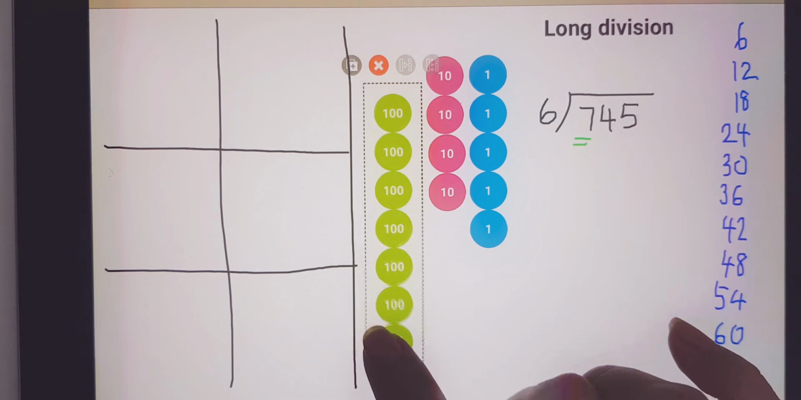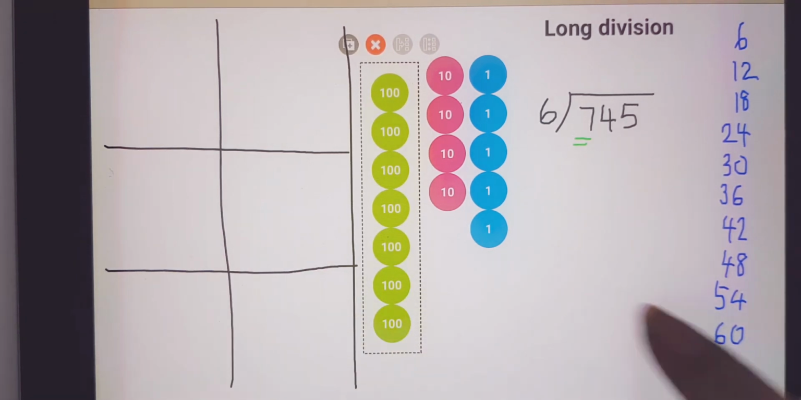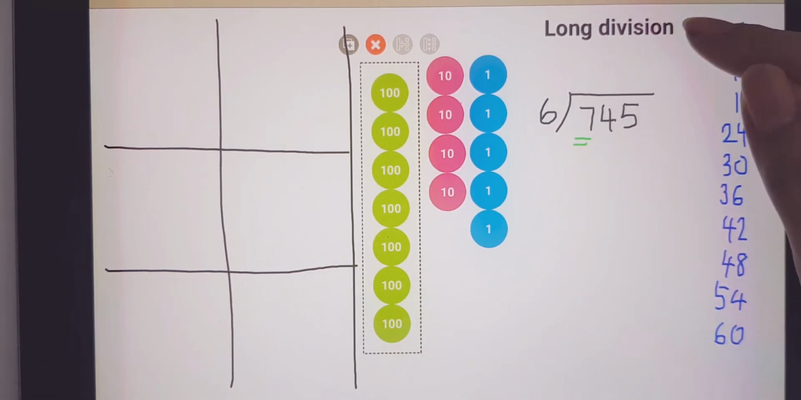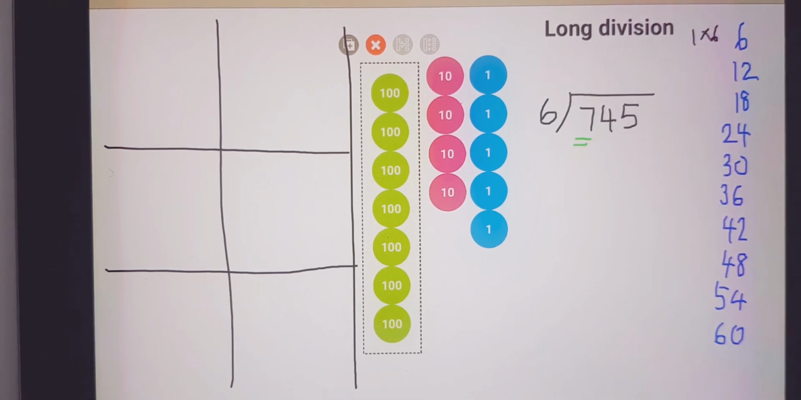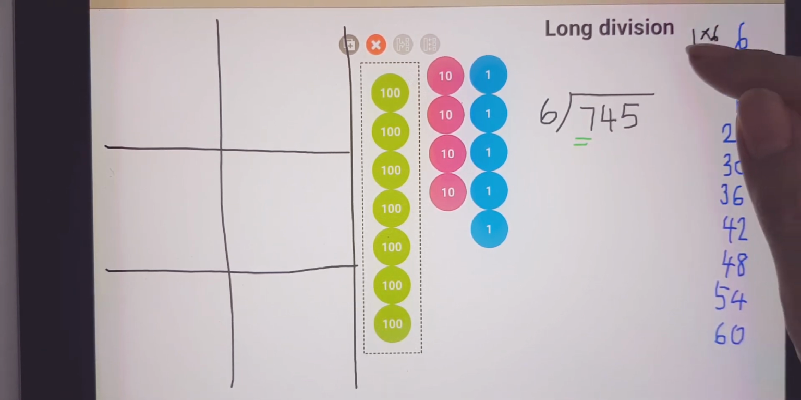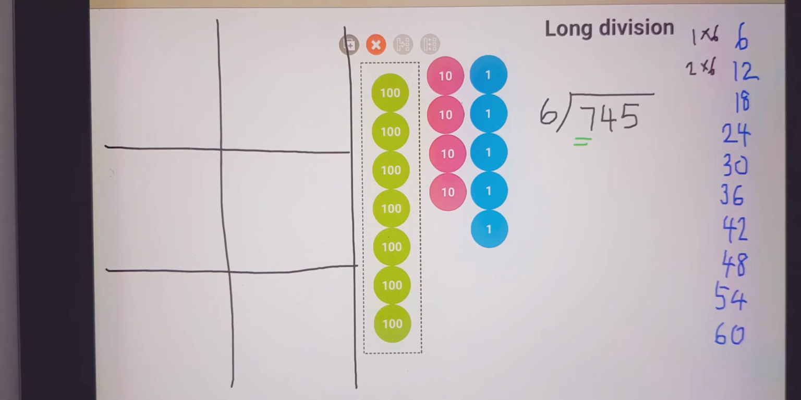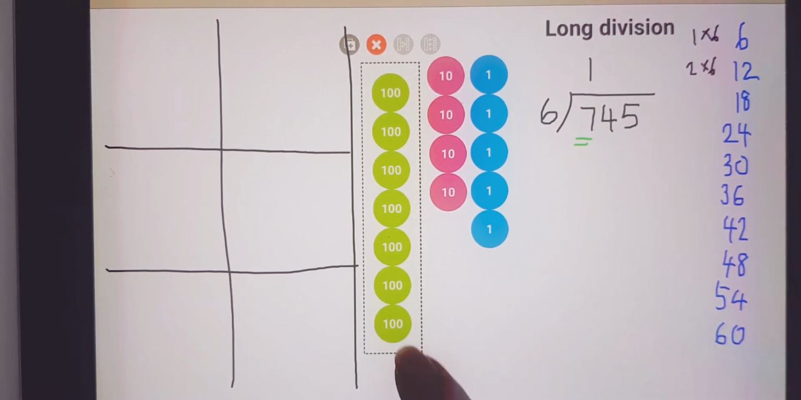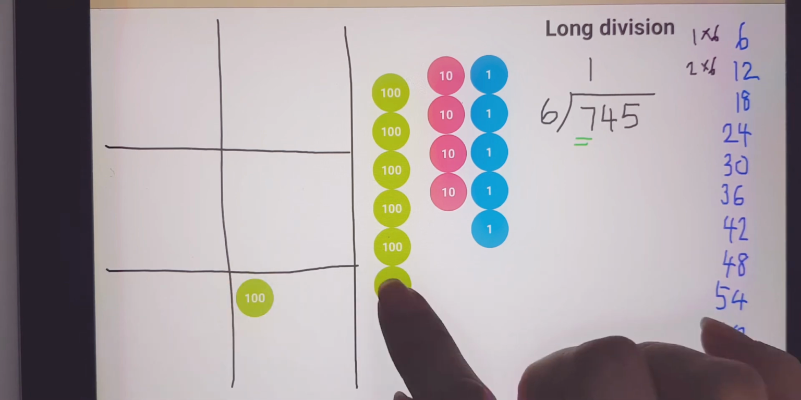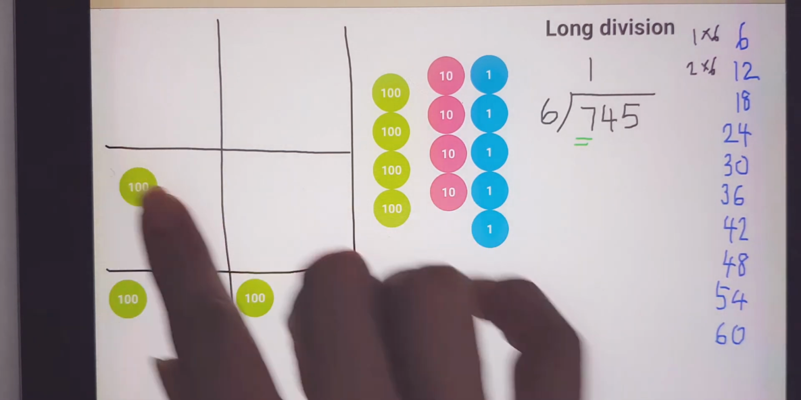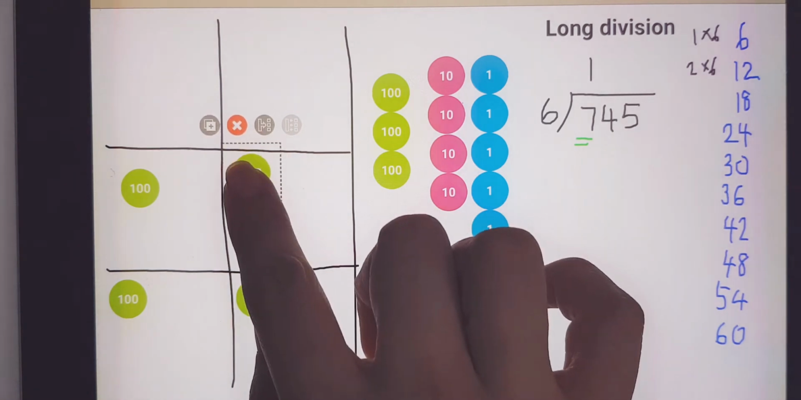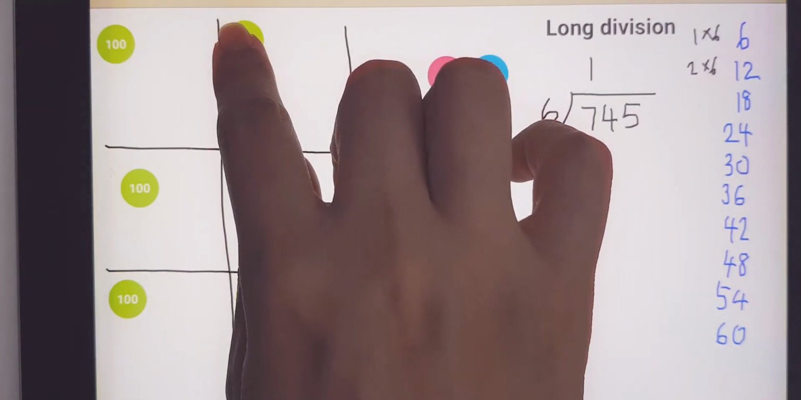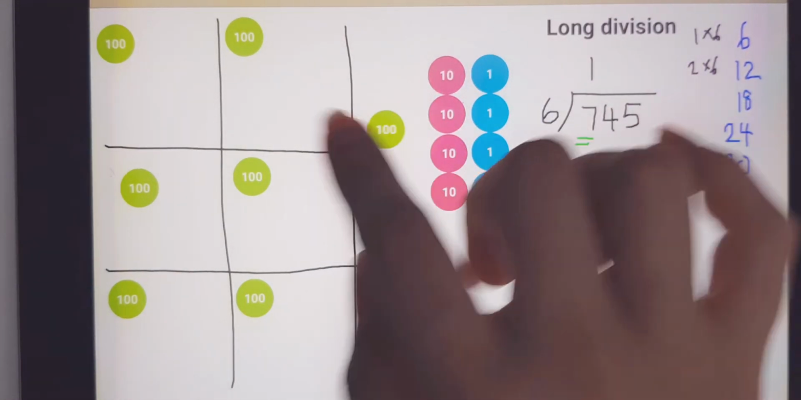Now, if I have 7, and I have 6 groups, could I give each group 1? 1 times 6 would be 6. Or can I give them 2 each, which is 2 times 6? Now, I cannot give them 2 each because that will require 12 pieces. I only have 7, so I'm going to give each person 1. Let me show you here. We're going to give each person 100. Okay, so we have given each person 100.